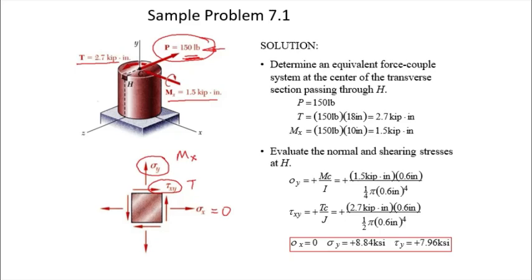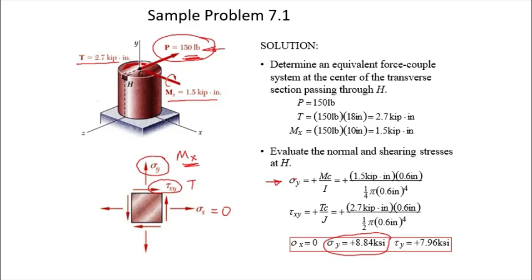So if we evaluate the normal and shearing stresses, sigma y is due to the bending Mx. Therefore, we have Mc over I. M is 1.5 kilopounds inch. The furthest distance, which is the radius, is 0.6 inches. And I, second moment of area of the circle of the cross section about its neutral axis is pi d^4 over 64 or pi r^4 over 4. So we use this equation here to find the bending stress, which is 8.84 kilopounds per square inch. So there is that value there for sigma y. And it's positive, therefore it's in tension.